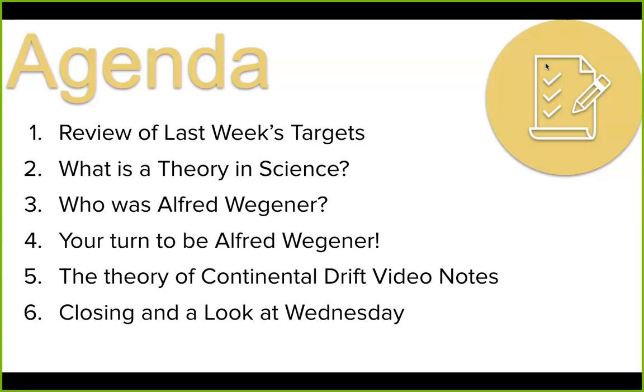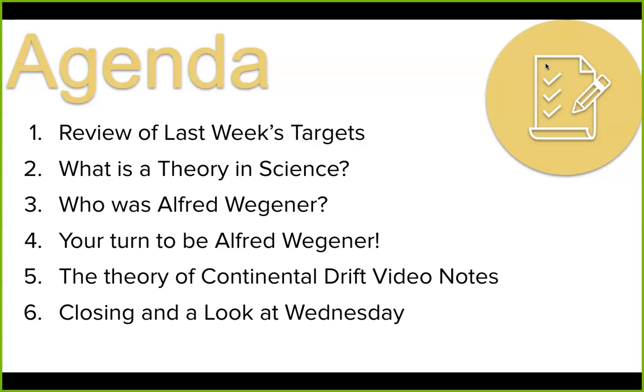So here is our agenda for today. We're going to start with reviewing the 2 targets we had for last week, and then we're going to talk about what a theory is in science. We'll talk about this scientist named Alfred Wegener. He was a German scientist that lived from 1880 to 1930, and he came up with a theory that we're going to talk about. You'll do what Alfred Wegener did, and then come up with some evidence for something called continental drift. So let's start with reviewing those targets from last week.